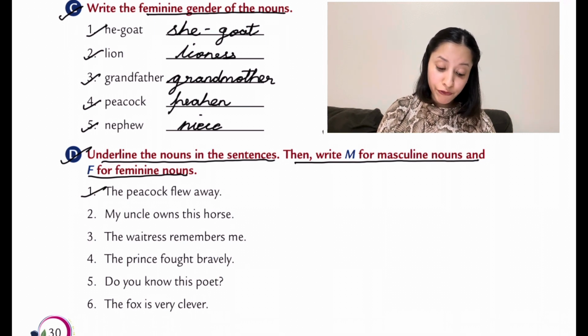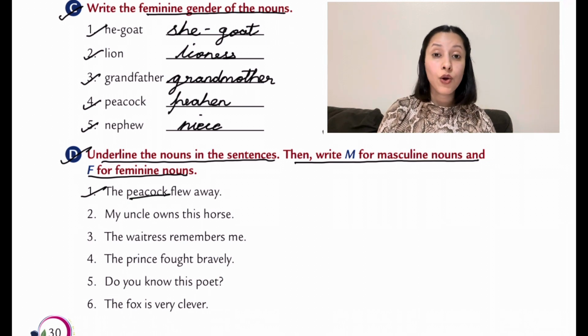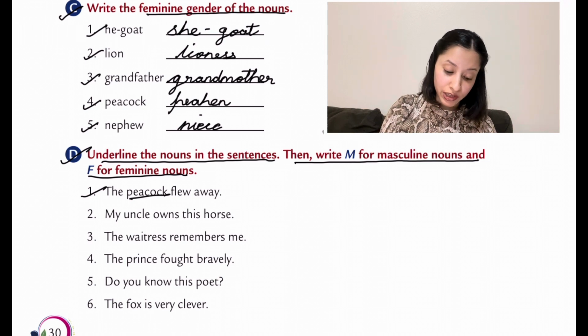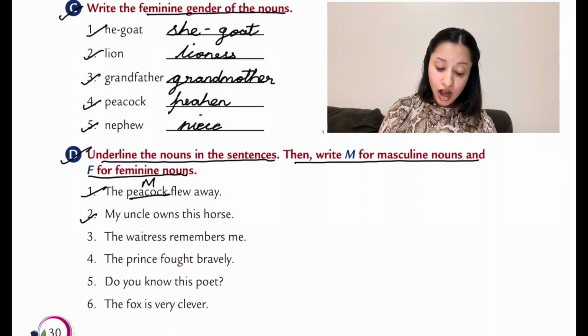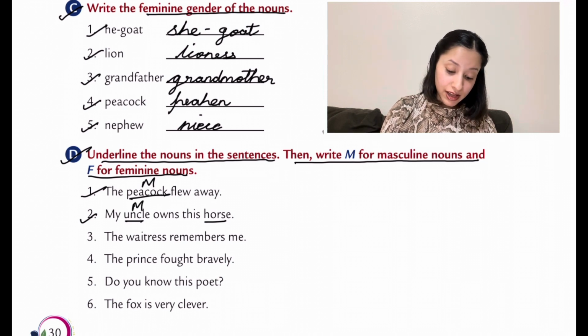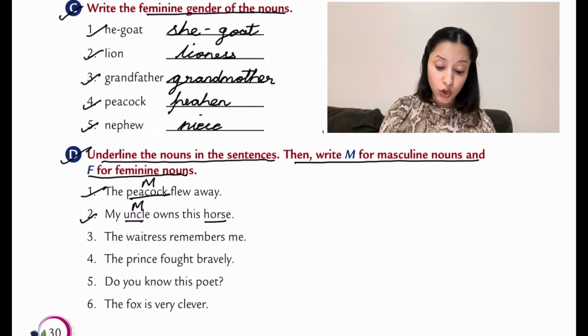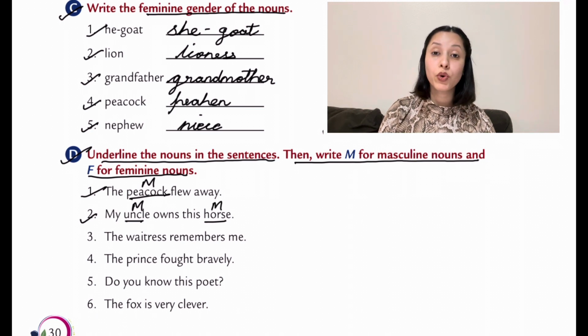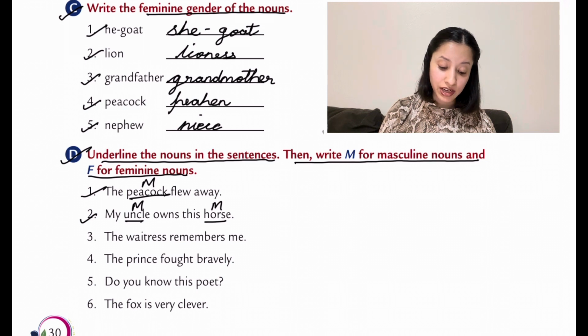The peacock flew away. What is the noun over here? Peacock. Male or female? Masculine or feminine? What will you say? Masculine. So we will write M on top. See the second one. My uncle owns this horse. Now uncle and horse. Uncle is what? Male. Then horse is what? It is also male. So both are masculine. So that's why I have written M.